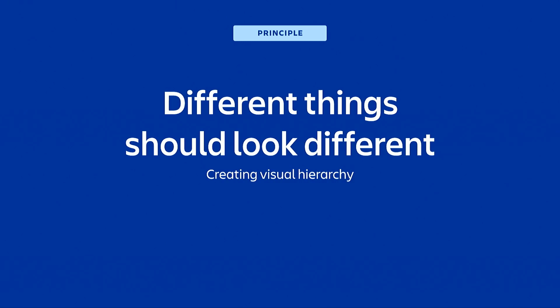What if we did the same exercise, but instead of focusing on the things that are similar, we focused on how we can make them different and which things should be different? And that brings us to our third principle. Different things should look different, or creating visual hierarchy.